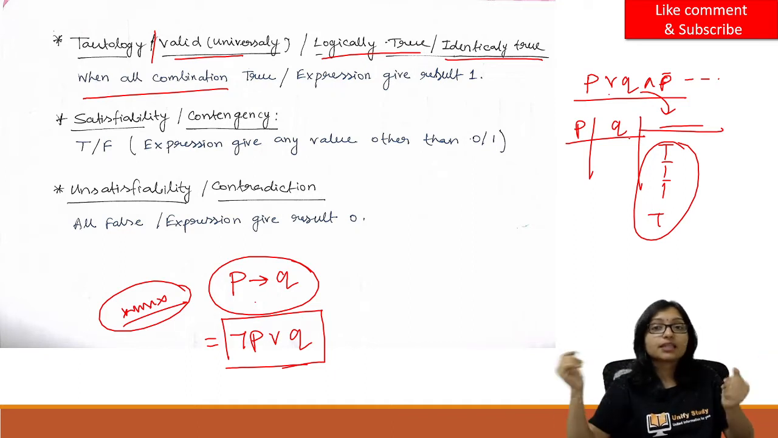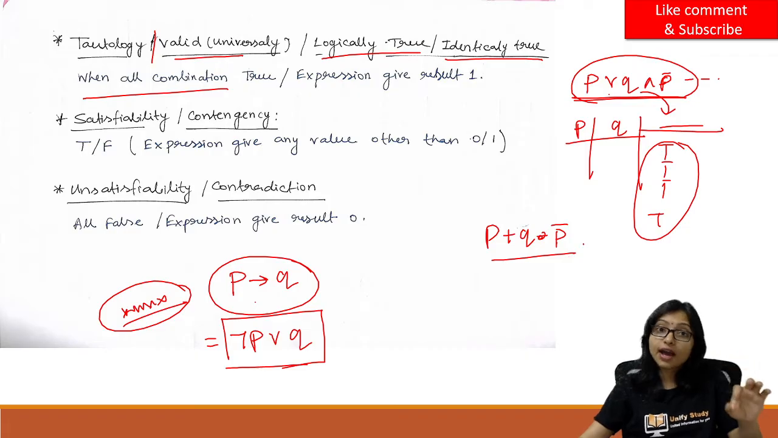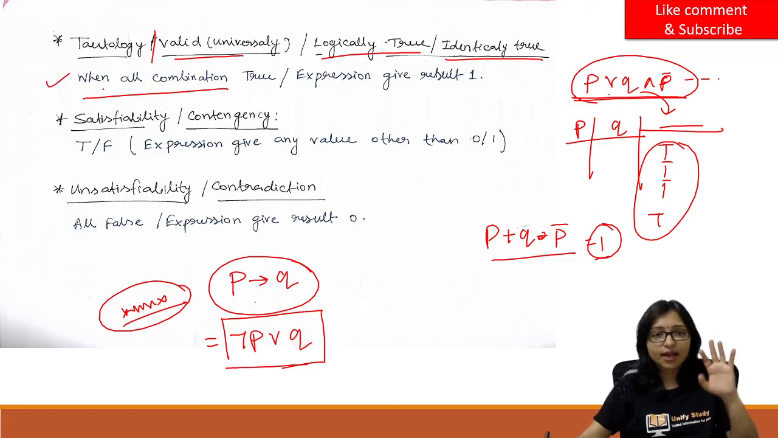Otherwise, another way we can solve is just by solving the expression. If I am solving the expression P plus Q dot P bar, and after solving I am getting the result 1, then it will be true. Otherwise, it will be false. Then it will be tautology or valid.